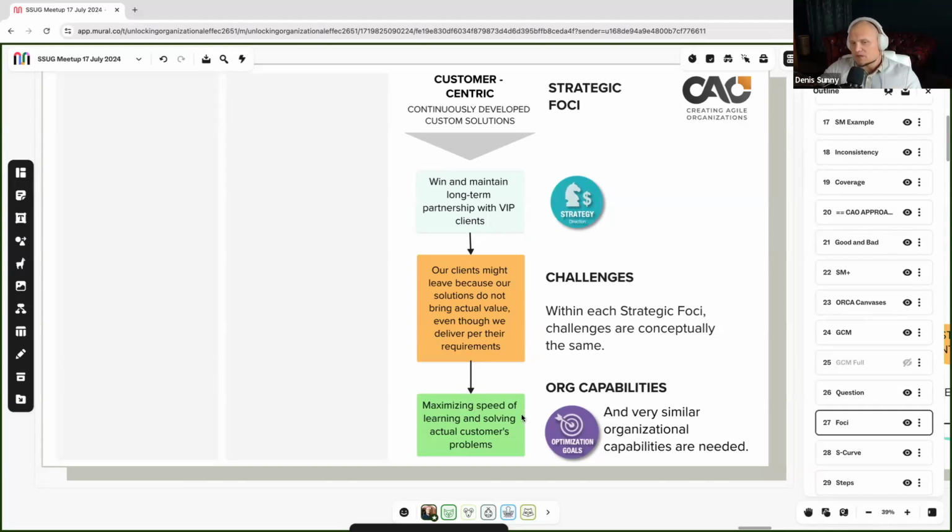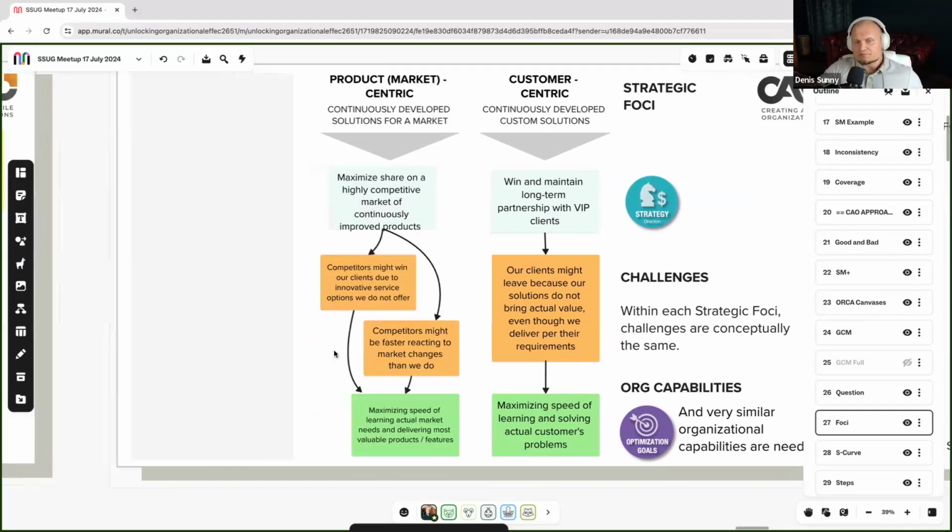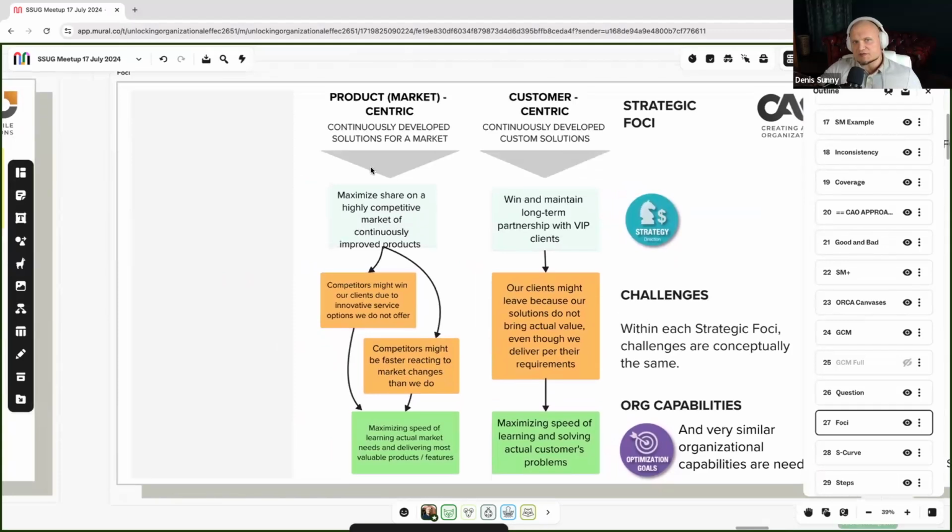That was their solution, their decision about the desired organizational capabilities or optimization goals. One of those, yeah, you can set several. Another option that you can also associate your company with, product or market centric.